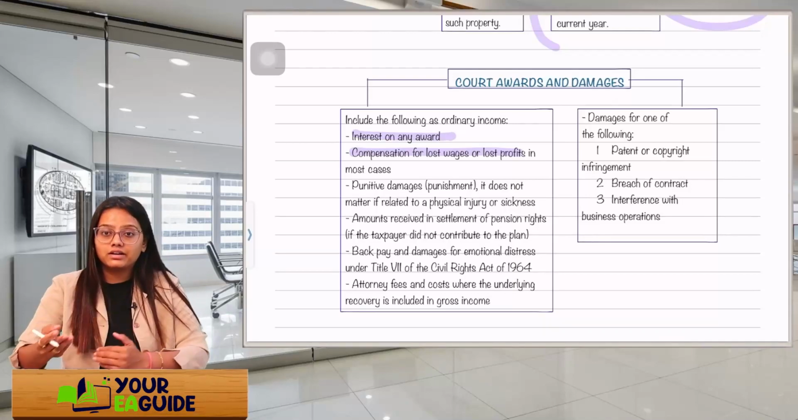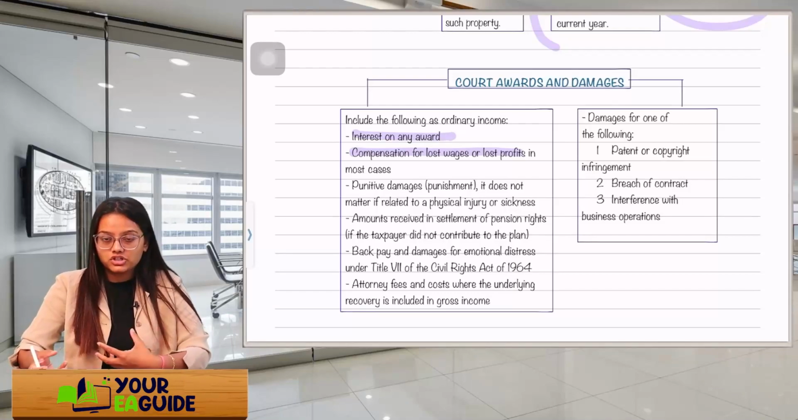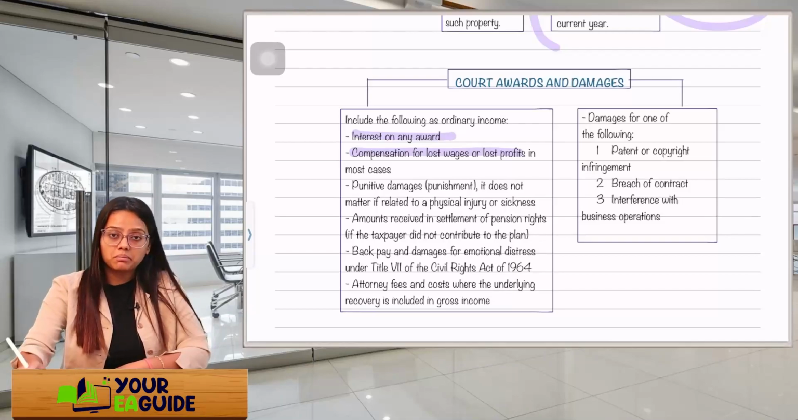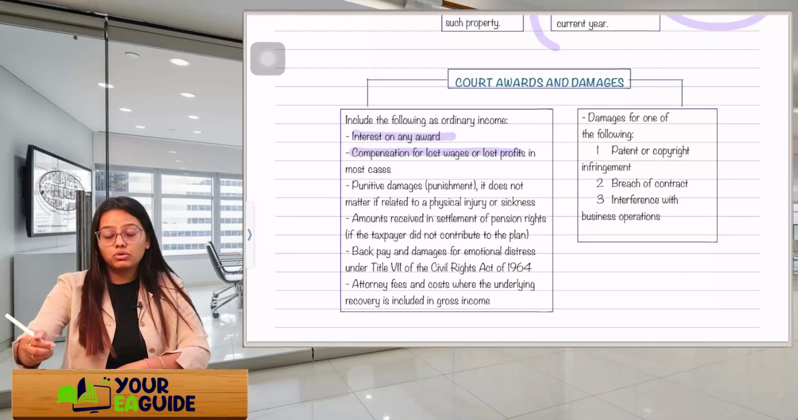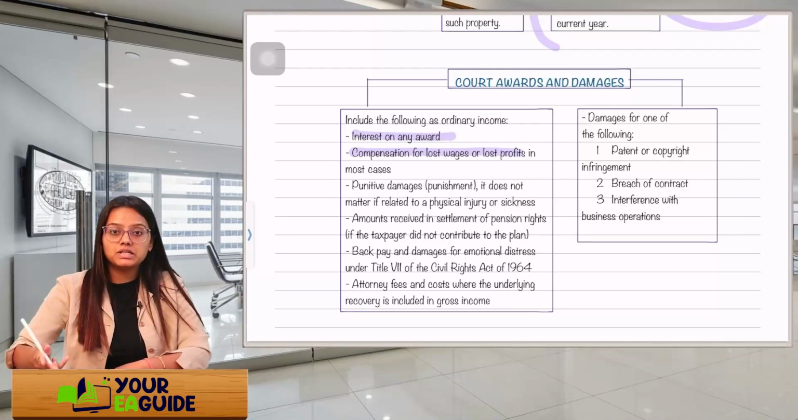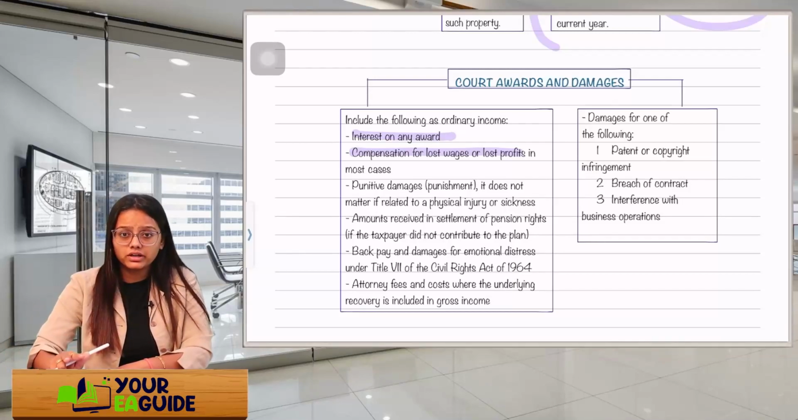Or let's say a creditor-debtor relation is there, a supplier and purchaser relation is there, and one of them is going to breach some conditions due to which the other has a loss of profit. For that they receive compensation, so that is included in income.